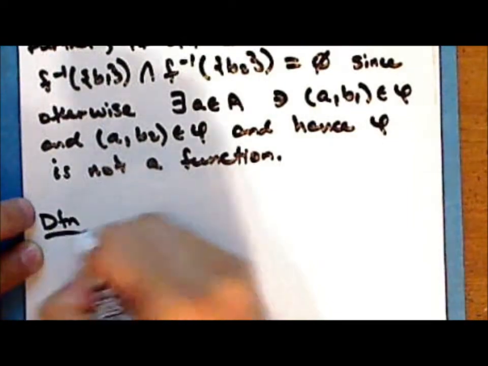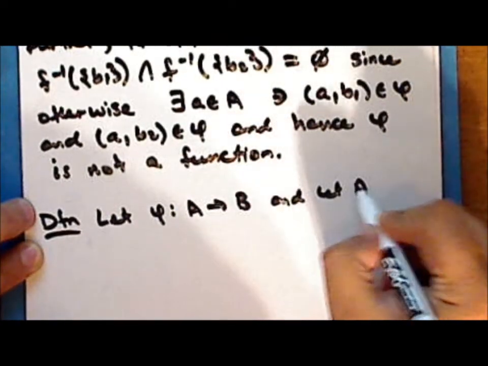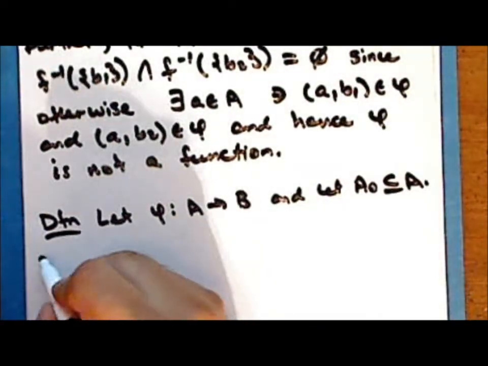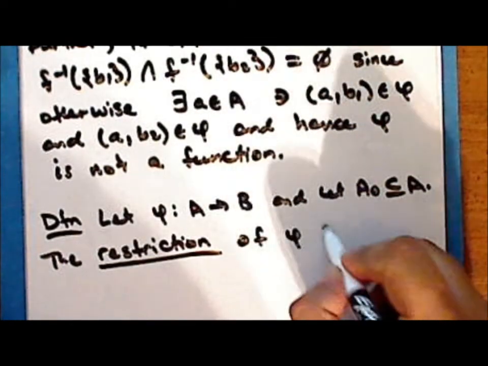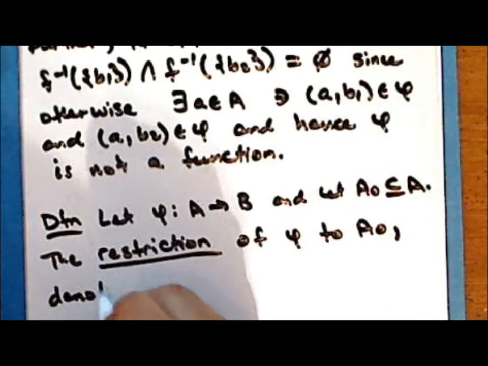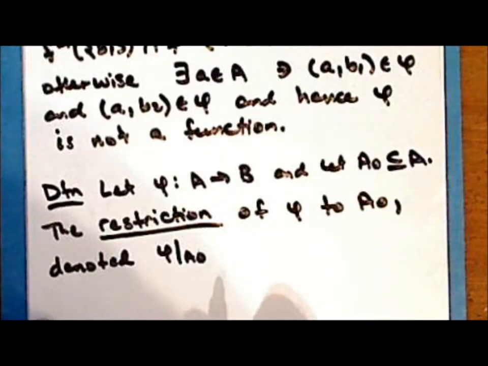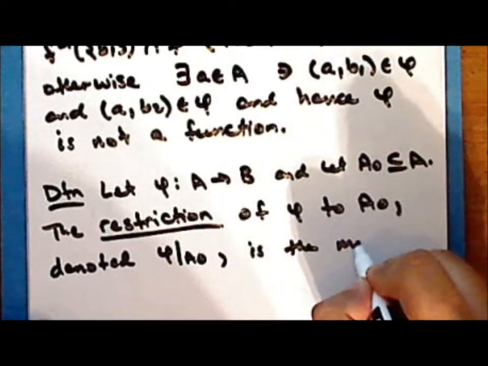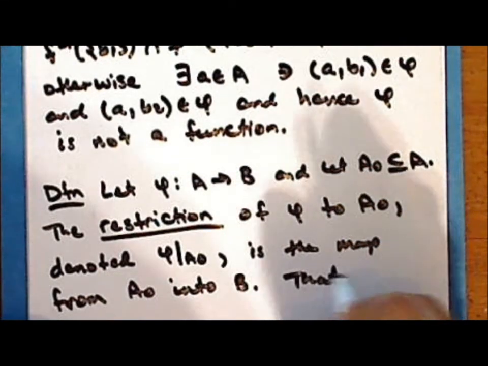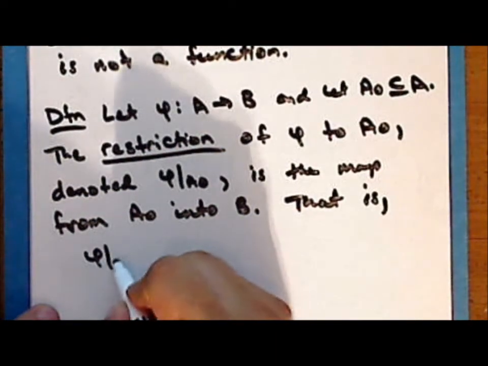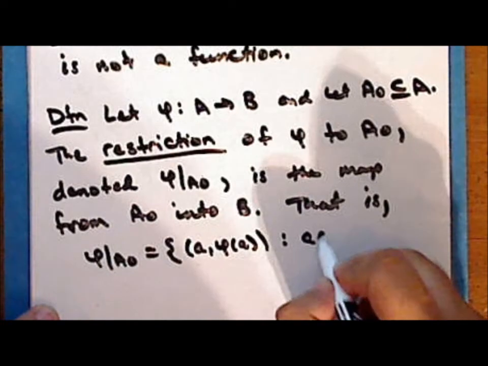Okay, so new definition. Once again, let phi be a map from the set A into the set B, and let A sub naught be a subset of the set A. The restriction of the function phi to the set A sub naught, which is denoted this way, and this is read phi evaluated over the set A sub naught, is the map from the set A sub naught into the codomain B, that is, the restriction of the function phi to the set A sub naught is the set of all ordered pairs A, phi of A, such that the element A is in the set A sub naught.